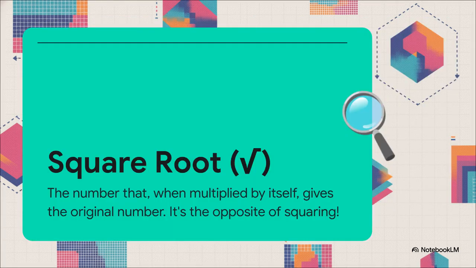And that reverse journey has its own name, the square root, and it's got this cool symbol called a radical. So the square root of 25 is 5. Why? Because 5 is the number you multiply by itself to get 25. It's really that simple. Just the opposite of squaring.